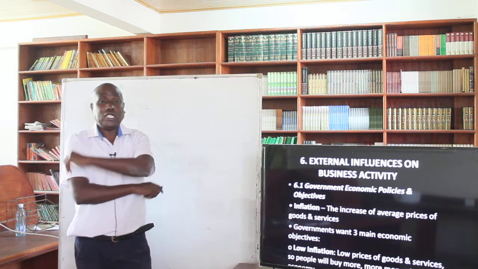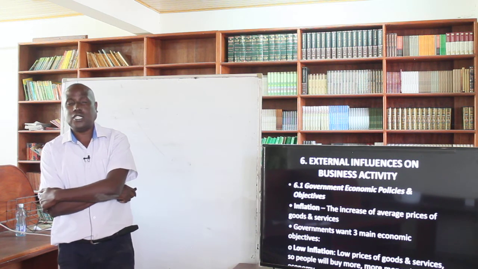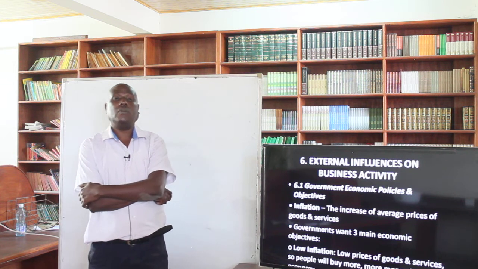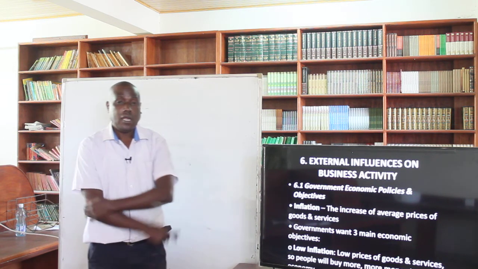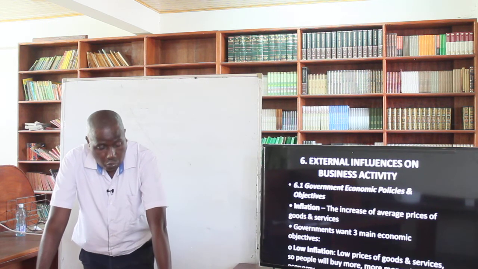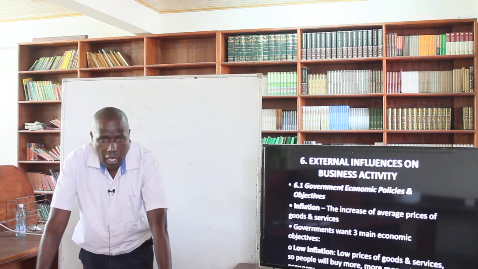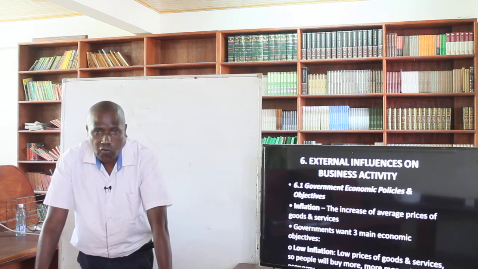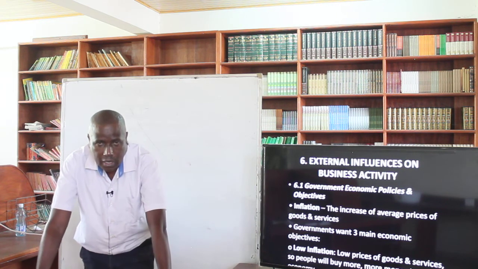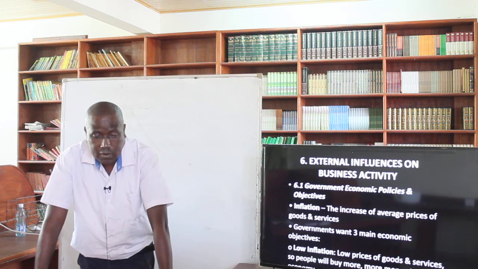Now, we want to look at external influences on business activity. External influences on business activity. Now, from what you read, we are looking at people from outside the business and how they influence the performance of that business. For example, start by looking at government economic policies and objectives.